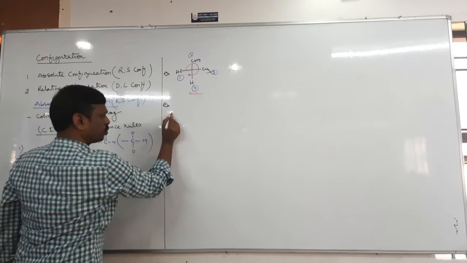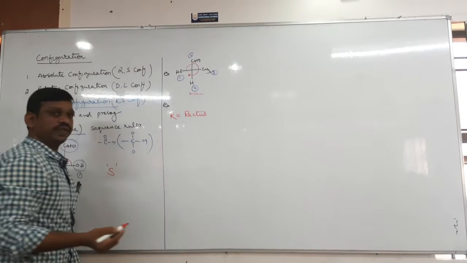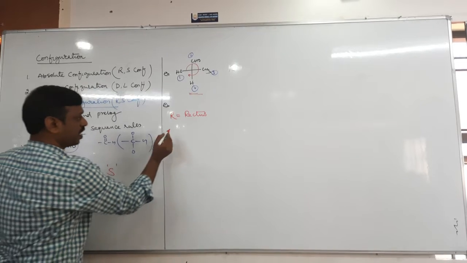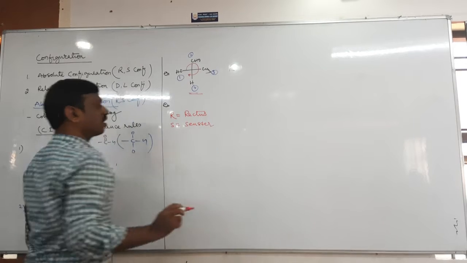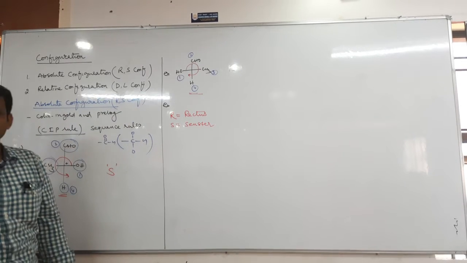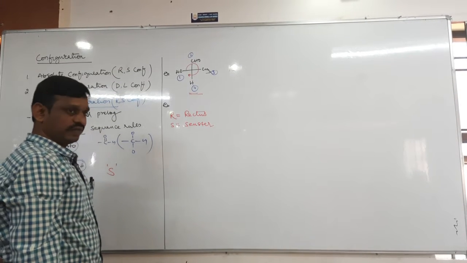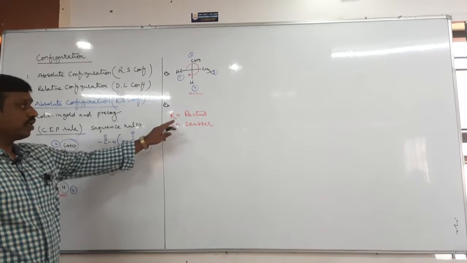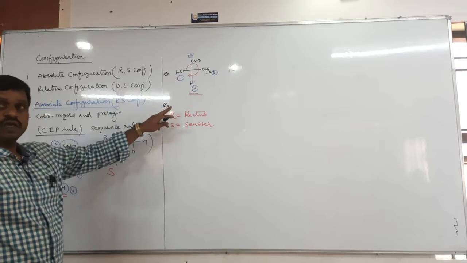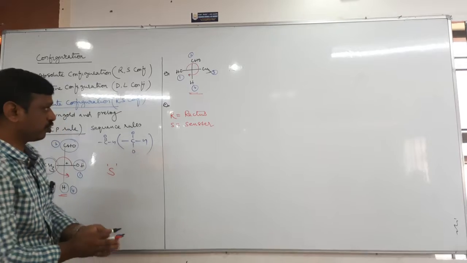So usually the meaning of R is rectus, which means right side, clockwise. S is sinister, anti-clockwise. Rectus, sinister. Like E is Entgegen and Z is Zusammen. Similarly, R is rectus, a clockwise rotation, and S is sinister, an anti-clockwise rotation.